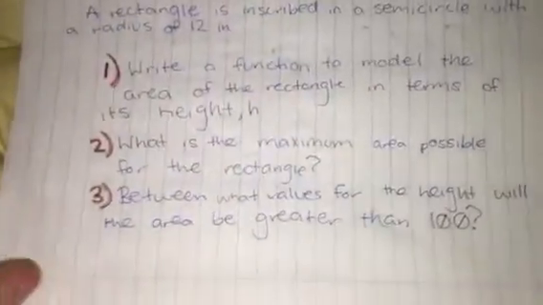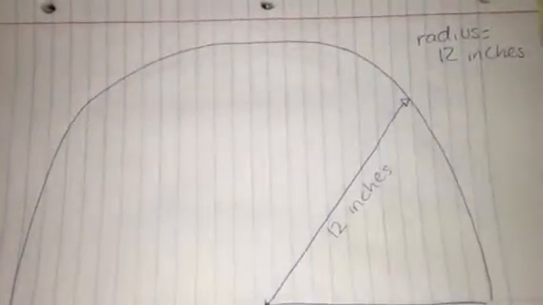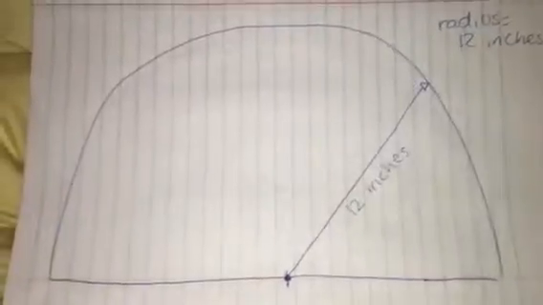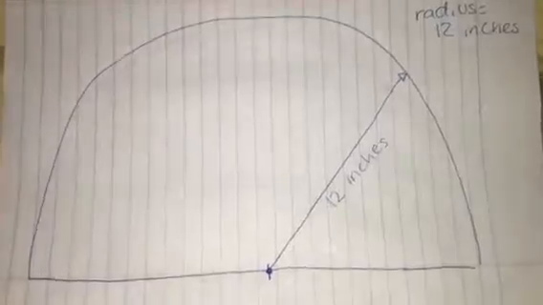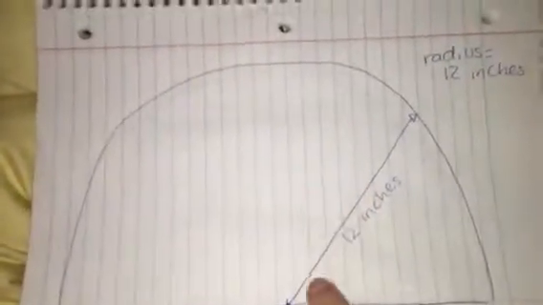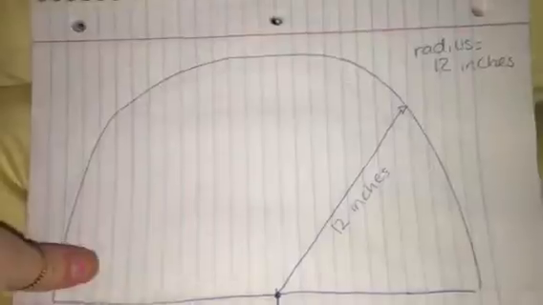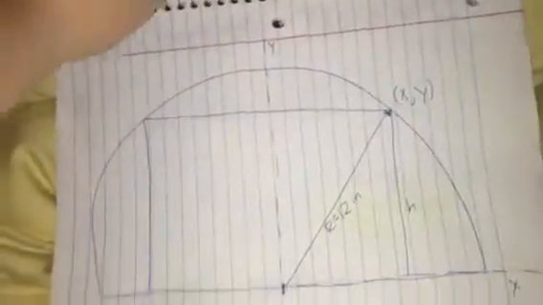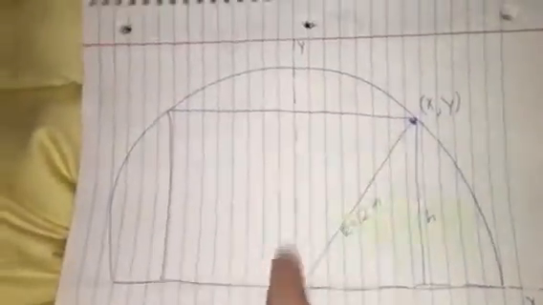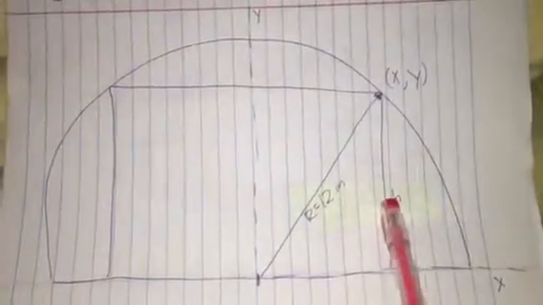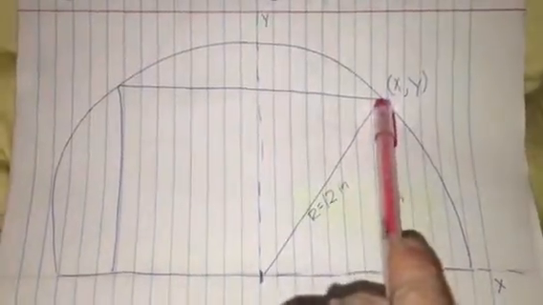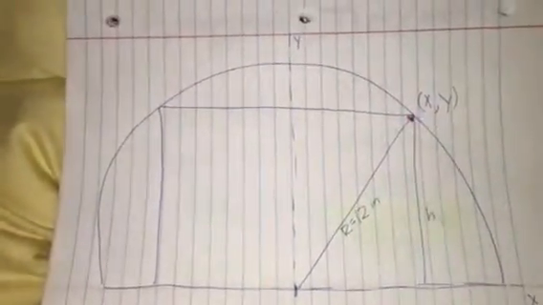So the first thing I did was I drew my semicircle. I personally am someone who needs drawings to help guide me, so I drew half of a circle and then I wrote that the radius was 12 inches. Next, I added my x and y axis into this drawing and also included the inscribed rectangle. And I noted that this right here is the height, while this point here is going to be (x, y).